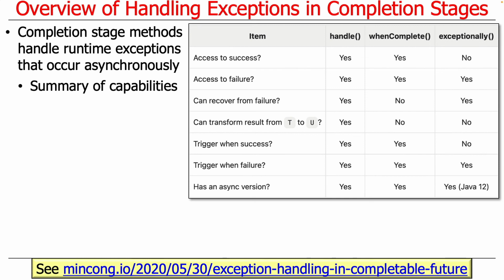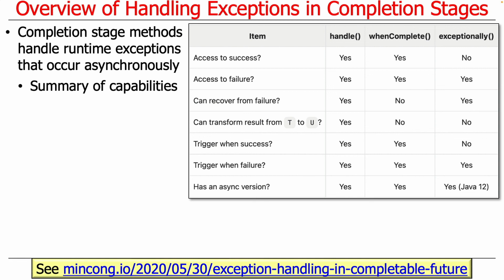Can you do any transformations of the results? So handle can transform the results; exceptionally and whenComplete can't. And by transform the results, it means transform the type of the results. Is there a trigger when success occurs? Yes, for handle and whenComplete. No, for exceptionally. Is there a trigger when failure occurs? The answer is yes for all of them. And is there an async version? The answer is now, as of Java 12, yes.